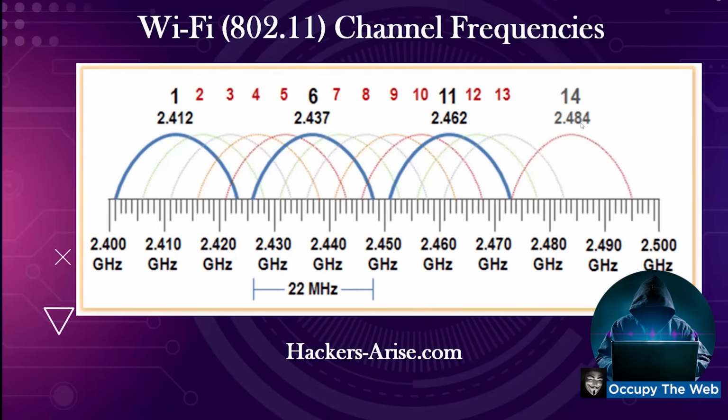Then we have to go all the way out to channel 14, and channels 12, 13, and 14 are not used in the US, but in some countries they are. It's at 2.484. Those are the center frequencies, meaning that's where the center of the signal is coming from. Now that we have that information, let's take a look at our spectrum analyzer.